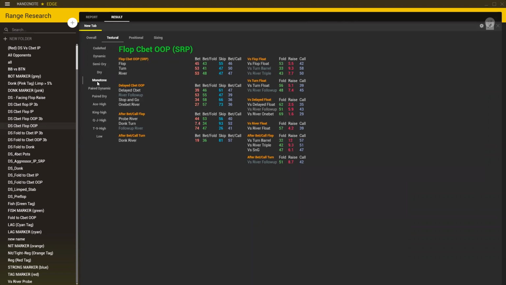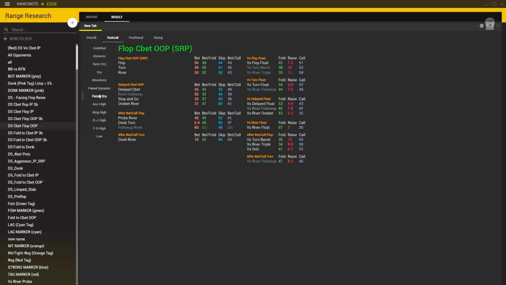Paired dynamic. Now, one thing I'd like you to notice is as soon as the board is paired, we get a sudden dip in full equity on the float bet. And I think if you analyze this maybe for a different pool, usually paired dry is worse. You can confirm this if you want to. This is what I would expect to see anyway.